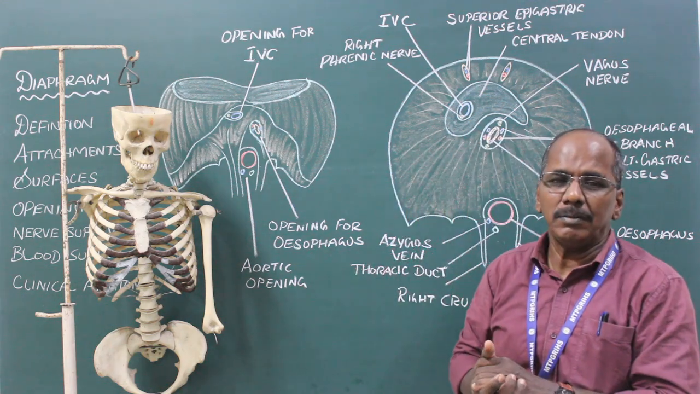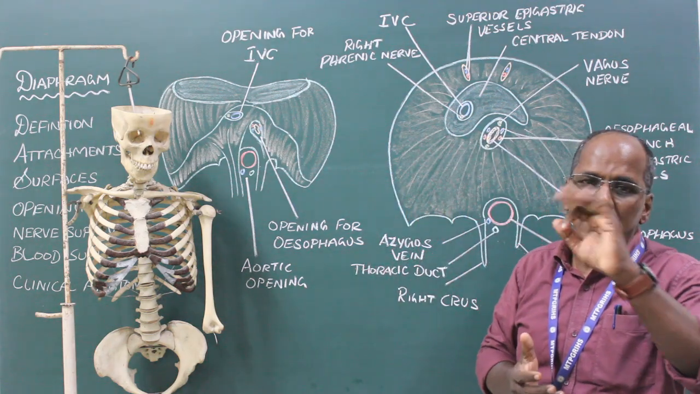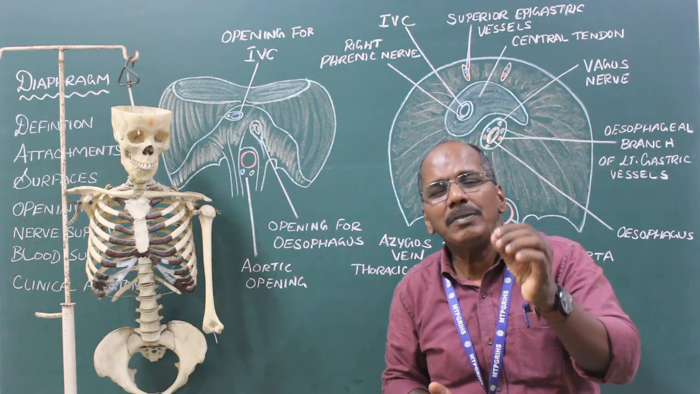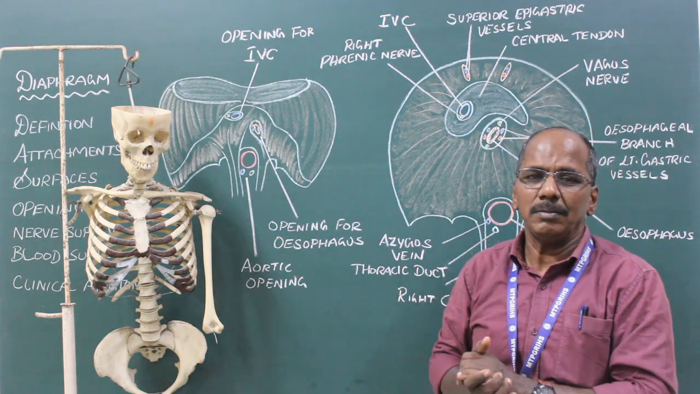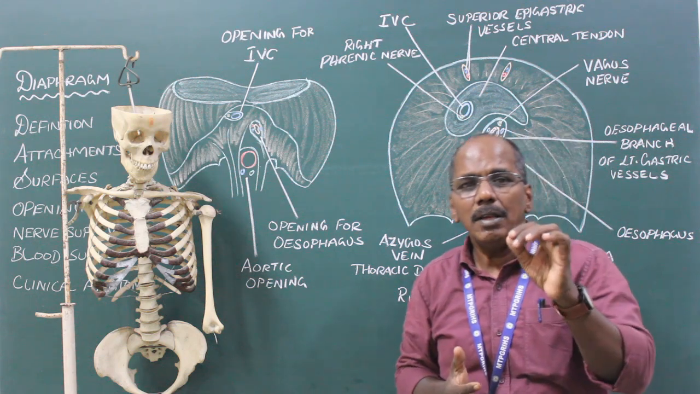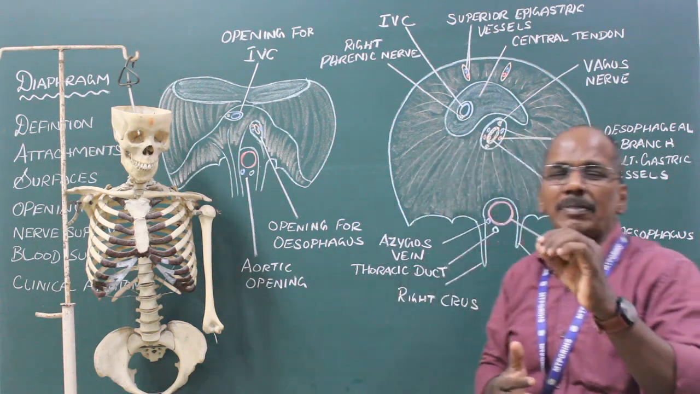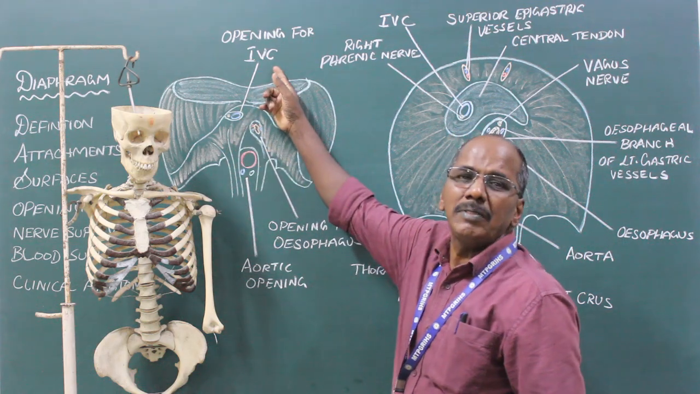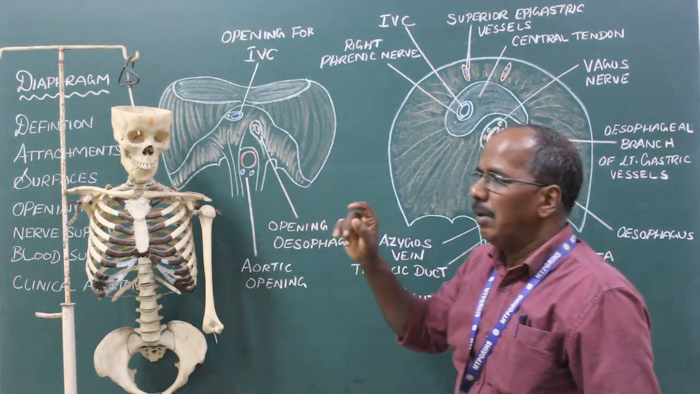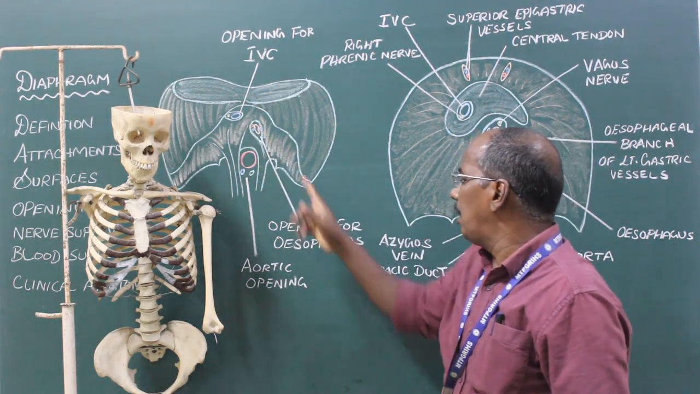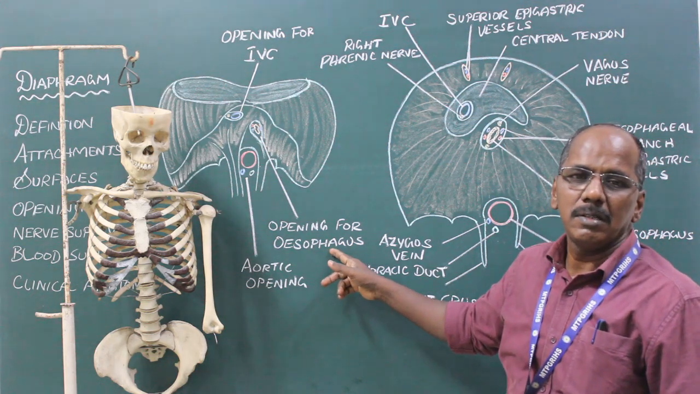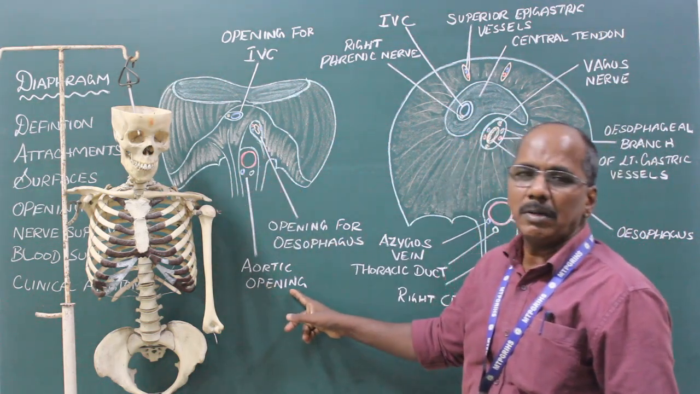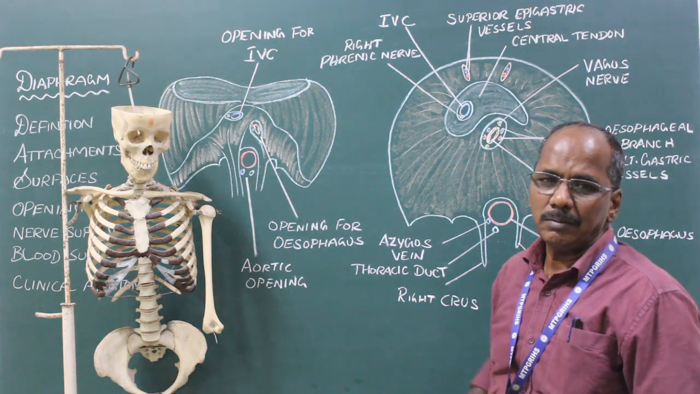Openings of diaphragm. There are three major openings and many unnamed minor openings in the diaphragm. The three major openings of the diaphragm include: number 1, opening for inferior vena cava. Number 2, opening for esophagus. Number 3, opening for aorta, that is the aortic opening.